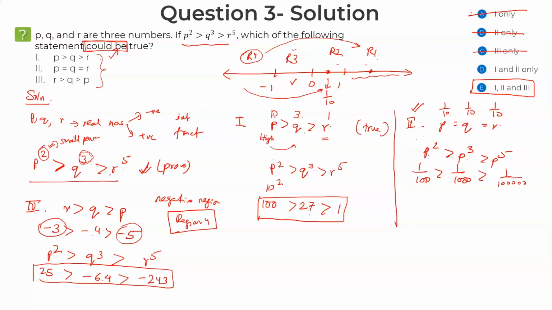So don't take random values to solve questions. Make sure that you understand these 4 regions really well so that you can decide which regions to choose and how to get these values. So I hope this is perfectly clear, guys.